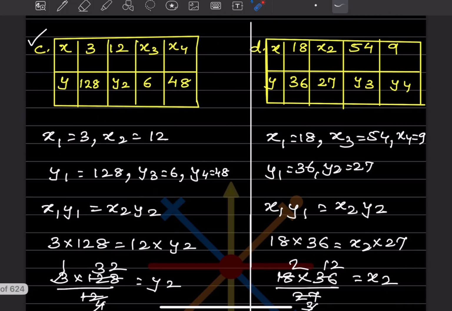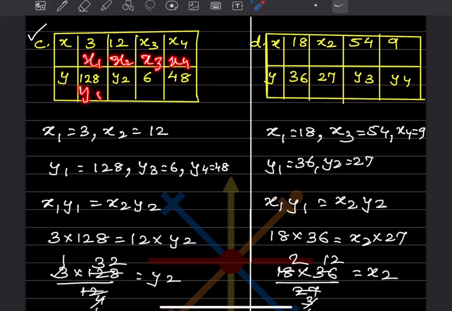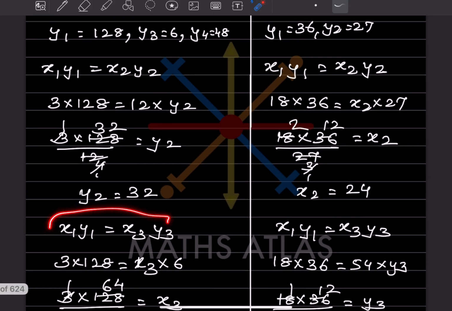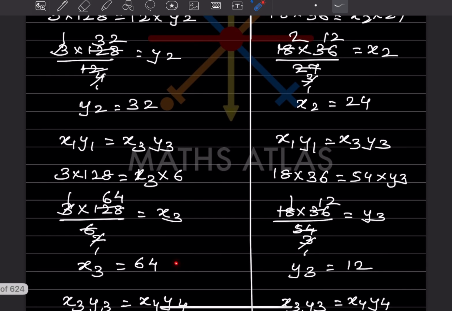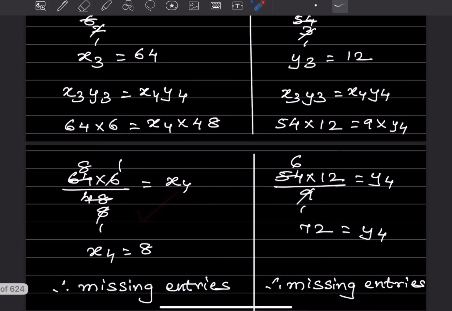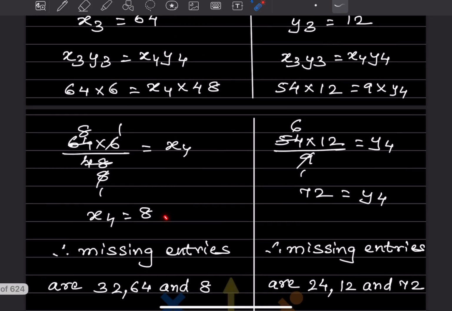Now we'll go for the C part. It is the same. You have to use x1 y1 is equal to x2 y2. Just plug in the values. This is x1, x2, x3, x4, y1, y2, y3 and y4. After that, you get the value of y2. Again, you can use x1 y1 is equal to x3 y3. Put in the values and you get x3 is 64. Here you can use x3 y3 is equal to x4 y4. After simplifying, you get x4 is 8. So the missing entries are 32, 64 and 8.